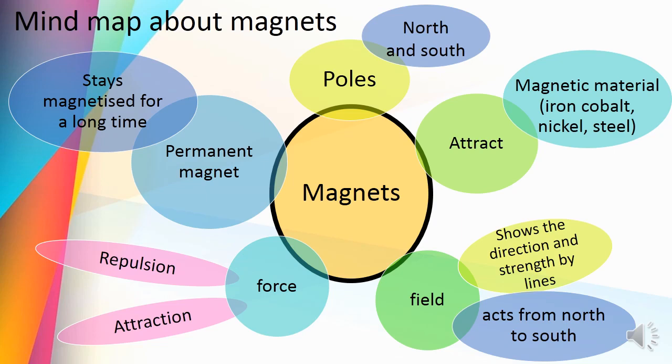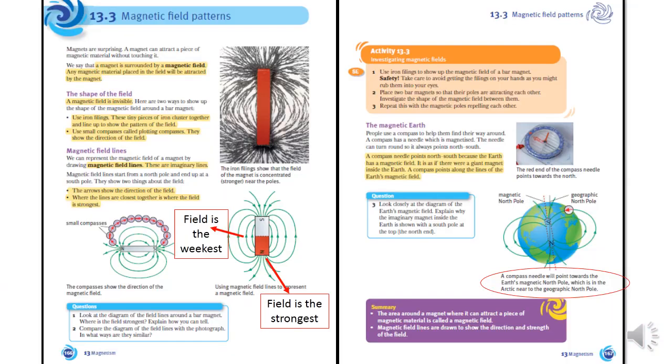This mind map can help you to understand things about magnets from the previous lesson and this lesson. Highlight these 2 pages in your book now, page 166, and put these notes. The field is the weakest in the middle, and on the poles, the field is the strongest. We already answered questions 1, 2, 3. I hope you wrote the answers. And please don't forget also this note and the summary. They are all important.